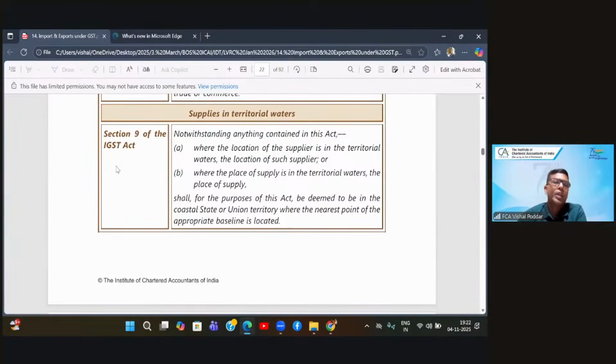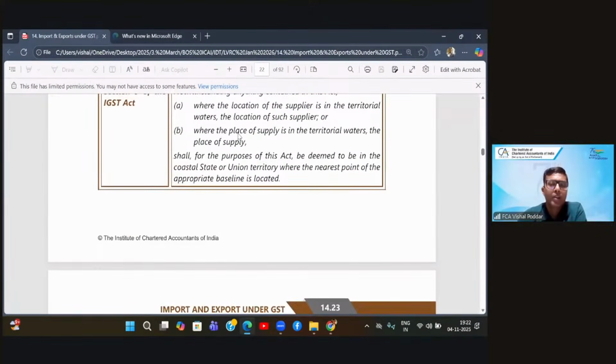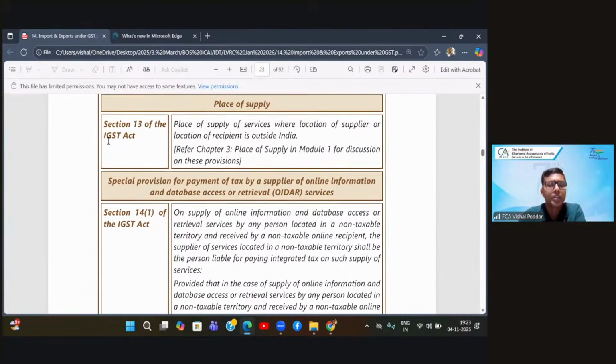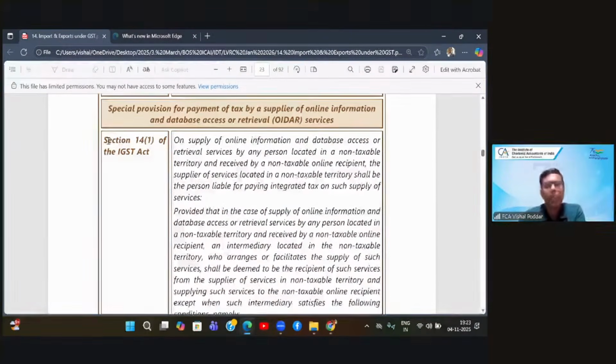Section 9 of the IGST Act provides that where the location of supplier or the place of supply is in the territorial waters, the location of such supplier or place of supply shall be deemed to be the nearest coastal state. Then section 13 provides for place of supply whenever the supplier or recipient, any one of them, is outside India, and we are talking about place of supply of services. So for that, you have to check section 13 for determining place of supply provisions.